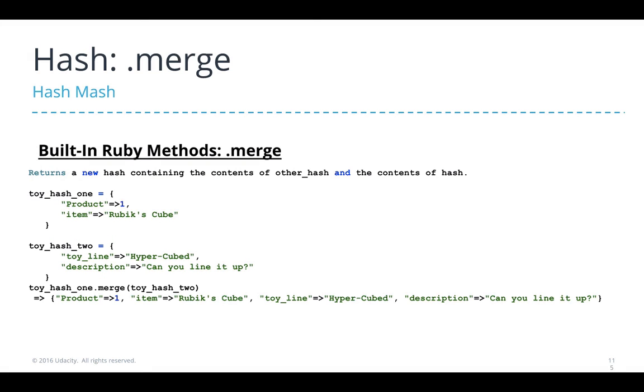Here we'll be looking at the built-in Ruby hash method .merge. It returns a new hash containing the contents of the other hash and the contents of the hash. So we have two hashes defined: toy_hash_1, which has a key of product and a value of 1, an item as a key with a value of Rubik's Cube; and toy_hash_2, which has toyline as a key and Hypercubed as a value, description as a key, and a matching description as a value. We call toy_hash_1.merge, passing it as an argument toy_hash_2, and we end up with a single hash with a series of key-value pairs that is the combination of those two hashes.